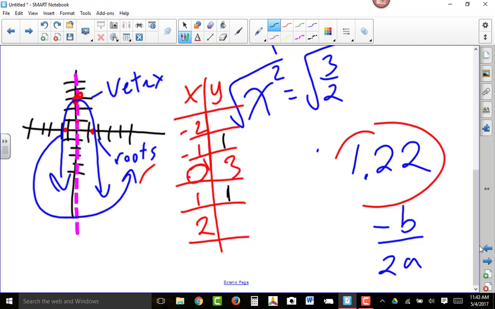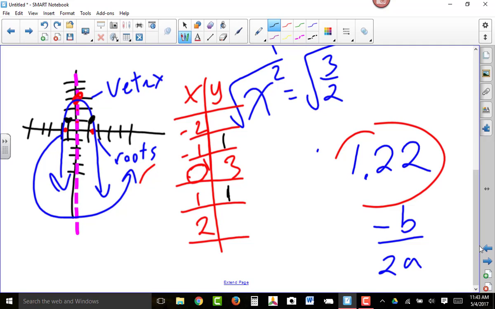Okay, so I could go ahead and find 1, 1, and I'd have a dot right there, and then this would be negative 1, 1, and I'd have a dot right there. You guys okay with that? Yes. Okay, cool. So for 2 and negative 2, you get negative 1.